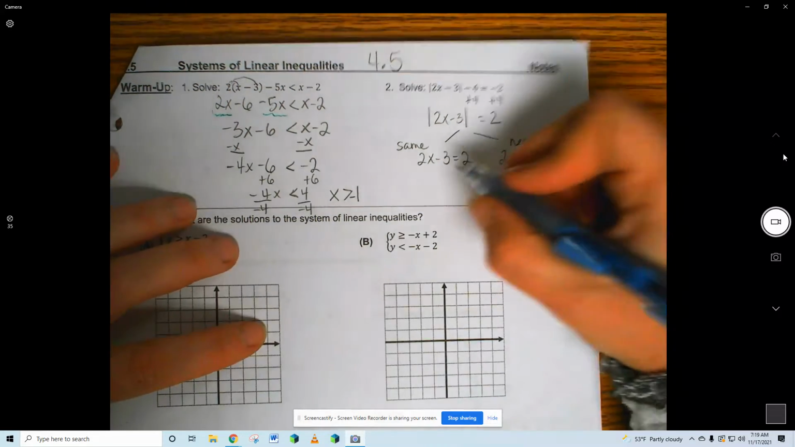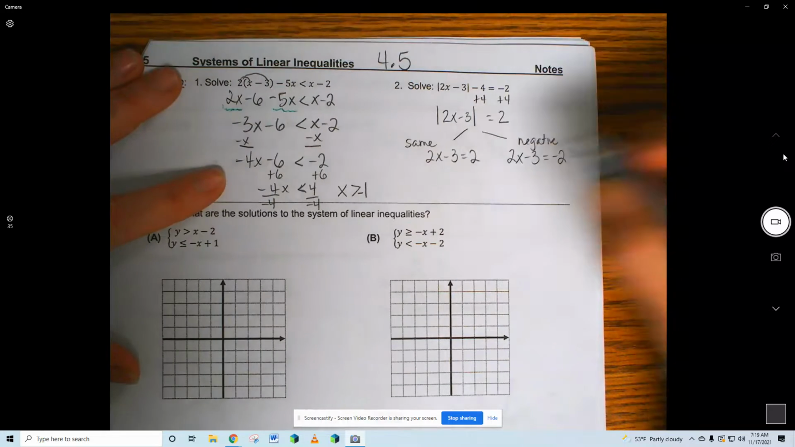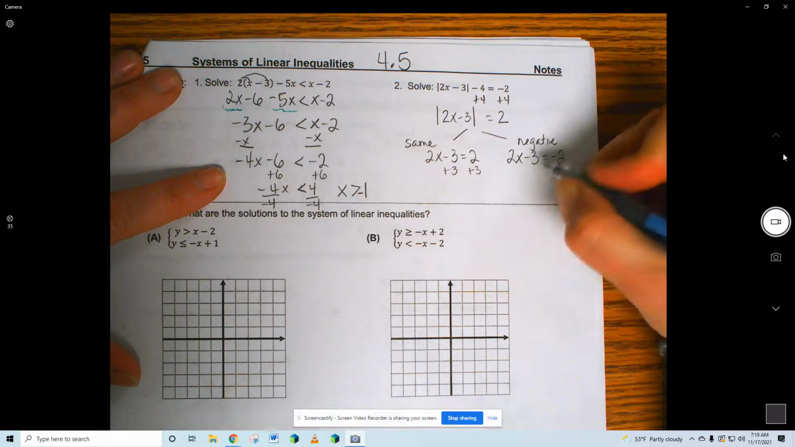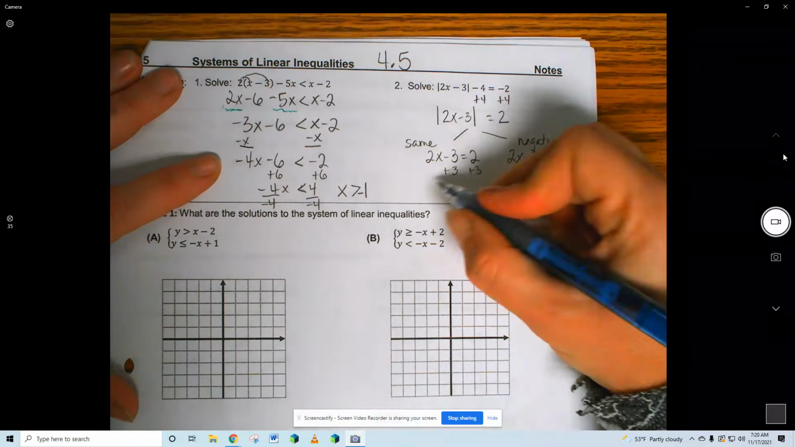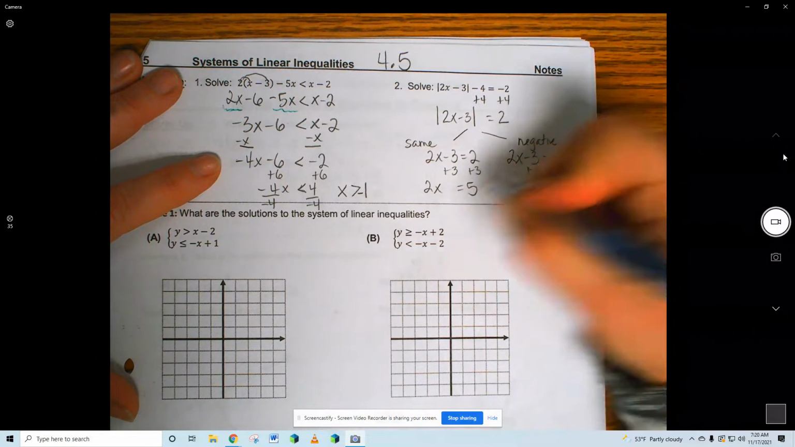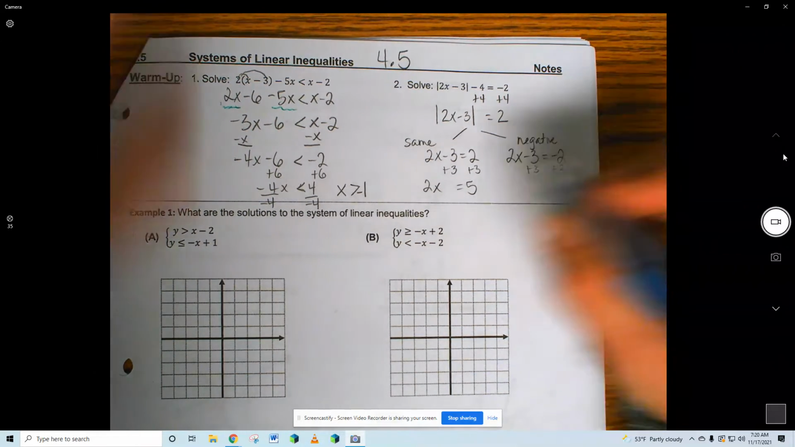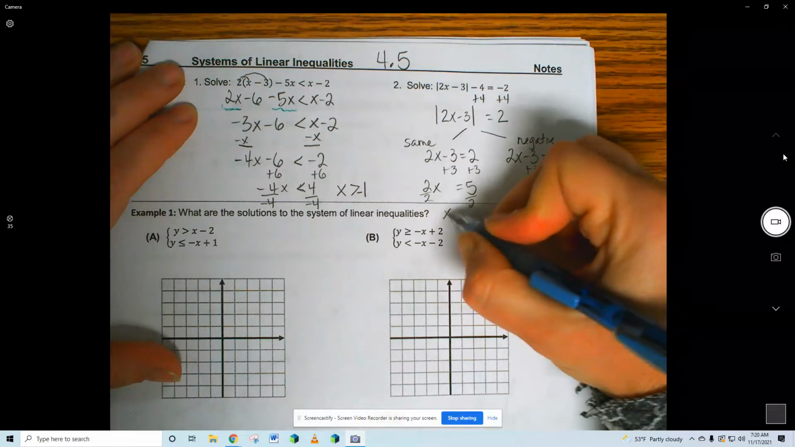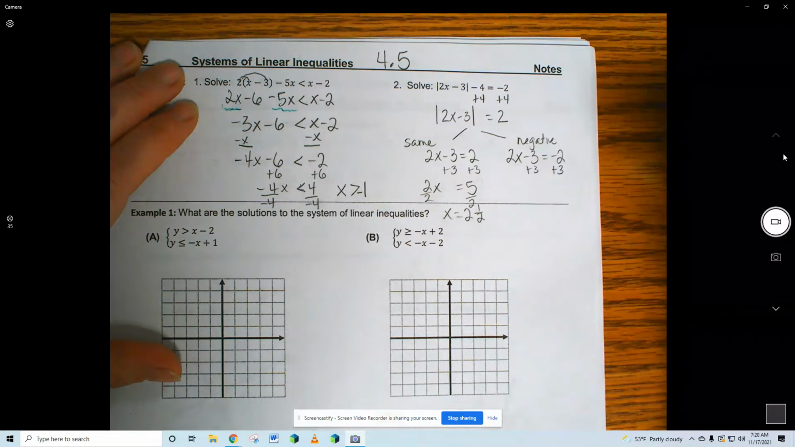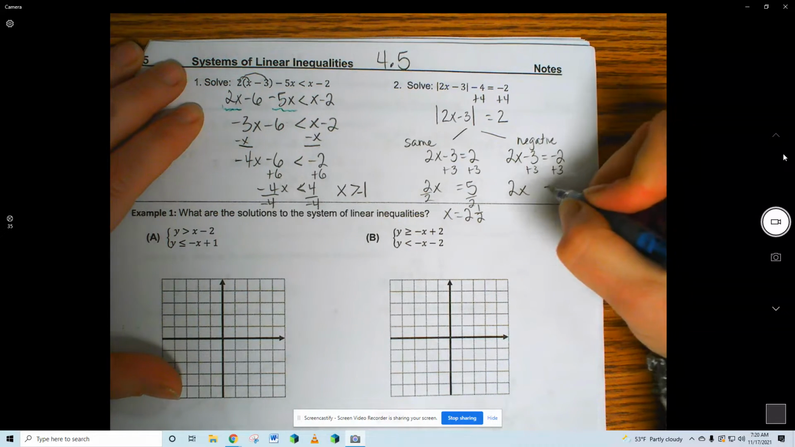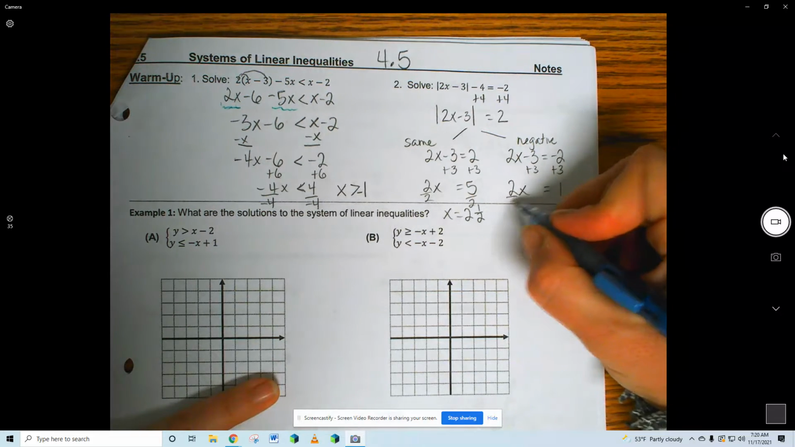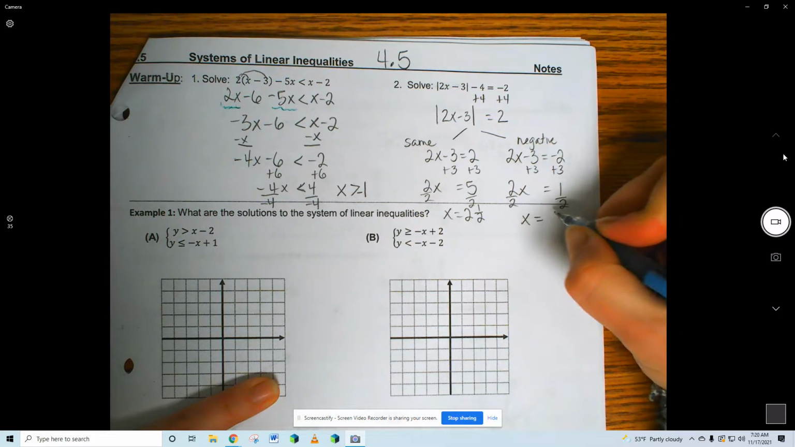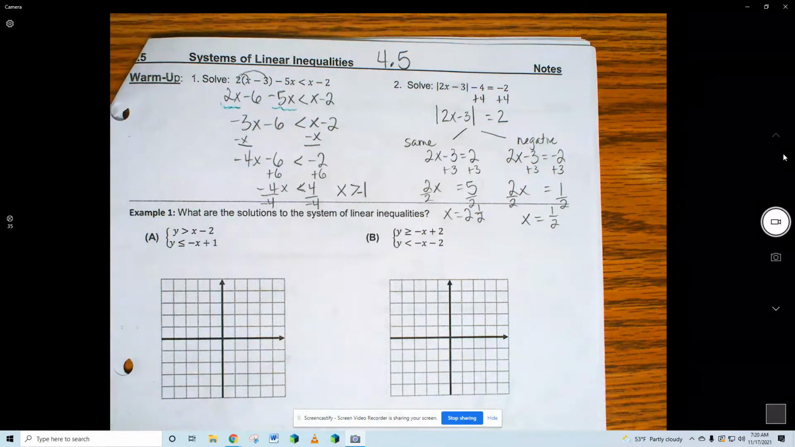So I'm just now solving 2 normal equations. Add 3 both sides. 2x equals 5. Well, that's not going to be that exciting, but x equals 2.5, or 5 halves. 2x equals 1. Divide by 2. With absolute value, you will always have two answers.